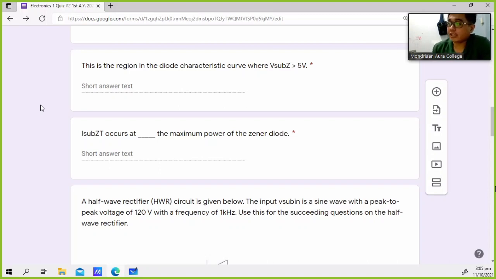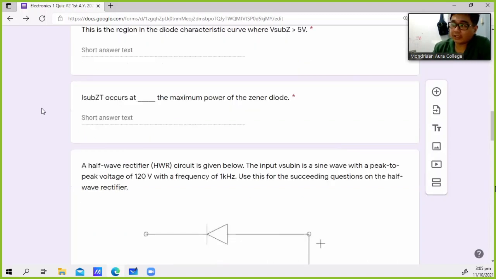Okay. Next, I sub ZT occurs at blank, the maximum power of the Zener diode. So kung pinanood yung video na sinend ko sa inyo on Zener diodes, masasagot nyo to. This is 1/4 the maximum power of the Zener diode. So that's called the Zener test current. Yung bandang nasa gitna, di ba? So we have three current levels na pinakita ko sa inyo last time for the Zener region. We have the Zener knee current. That is where the Zener diode starts to conduct in the reverse direction. No? And then we have the maximum, yung pinakamataas, the maximum Zener regulating current. Hindi pwedeng ma-exceed to. Okay? So we have the minimum and the maximum.